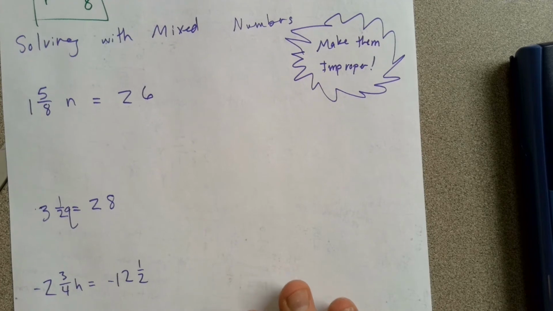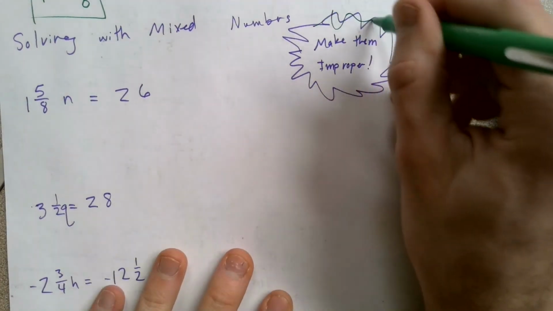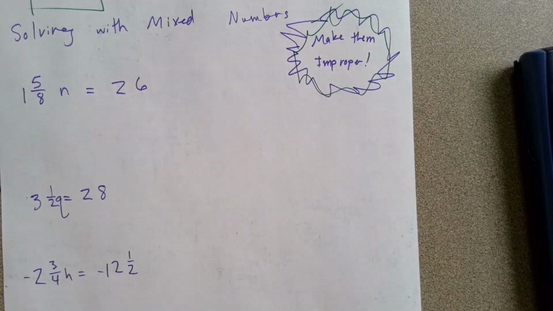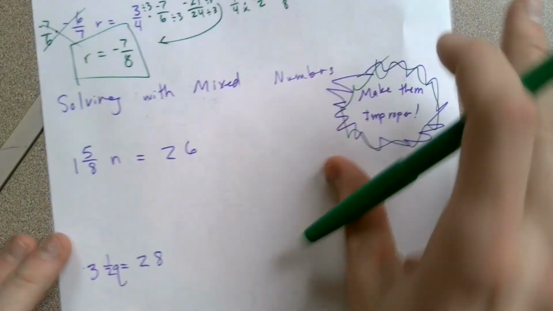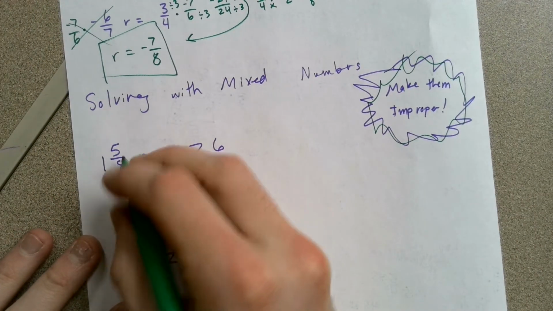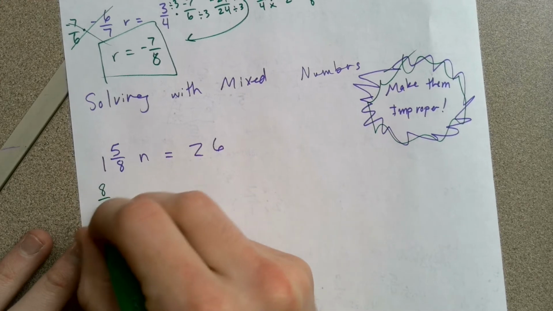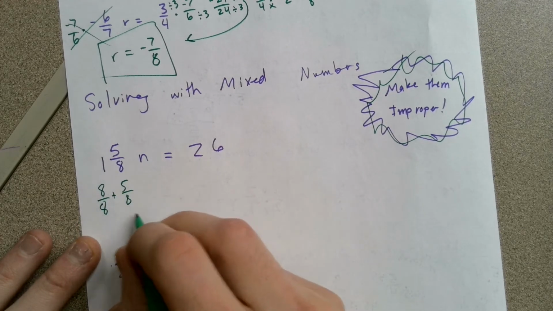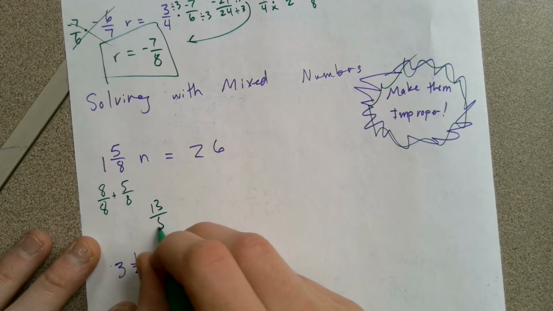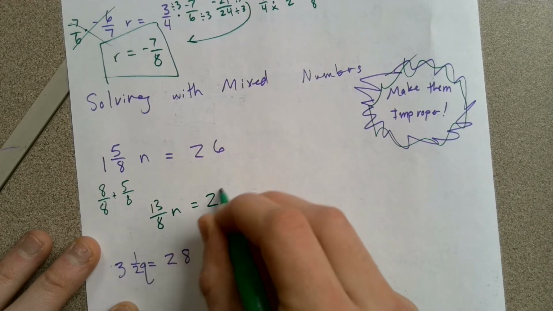All right, we got some mixed numbers. Our key right here, I got it for you. All we have to do, these are do the exact same as long as we make them into improper fractions. So let's do it. We've got one full fraction here and a 5/8 extra. I can also think of 1 times 8. I know it's going to be 8 over 8 is our full fraction, plus that 5/8. And we're going to get 13/8 n equals 26.